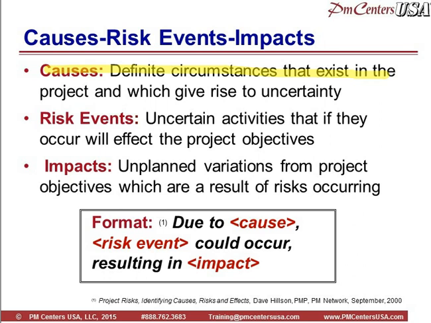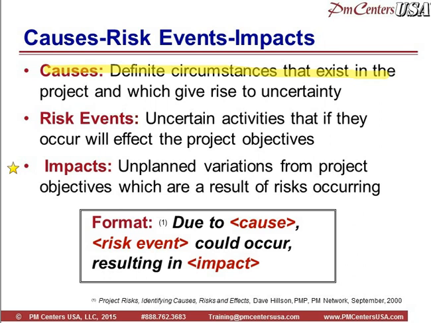Now, the third part is the impacts. Impacts are the unplanned variations from your project objectives which occur when the risk event occurs. So they're a direct result of the risk event happening. So this is the point. There are three parts to a risk: the causes, the risk events, and the impacts.